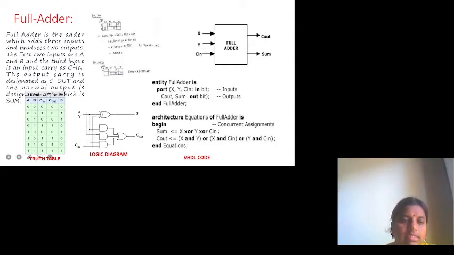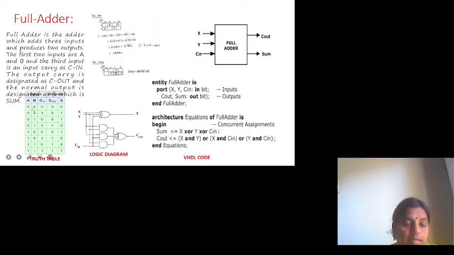Now considering the design, the truth table can be represented as A, B, C-in. Here 3 inputs means 2 power 3 combinations are possible. So 2 power 3 means 8 combinations, from 0 to 7. We are giving how many combinations?